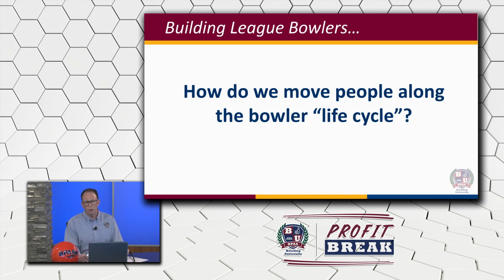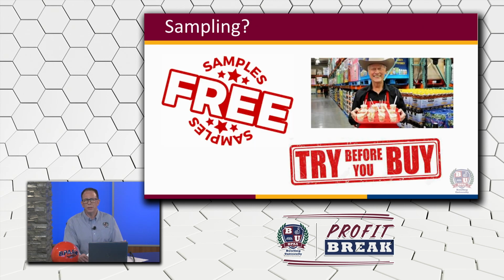So how do we move these bowlers along this life cycle? It's all good and well, but we've got to figure out how to move them along the life cycle. And for us, we've got to think about sampling. We do sampling with our casual and our open play, but if we're really trying to build frequency, we've got to get them involved in a program where there's a little bit of commitment. They're going to come in for 4 weeks, they're going to come in for 8 weeks. We want to get some kind of sampling, and so ultimately, like I mentioned, we're trying to get them to become league bowlers. Well, you can't really sample league, or can you?